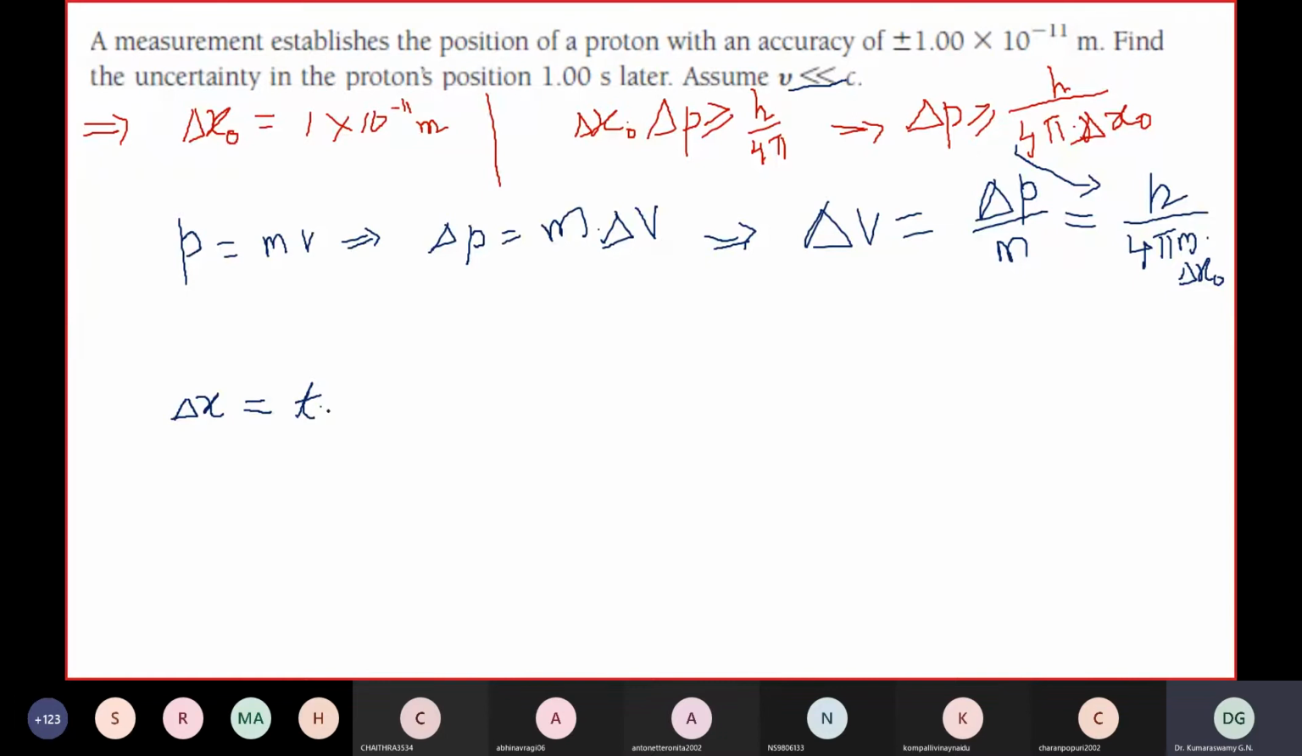t is equal to, delta x is equal to t into delta v, which is greater than or equal to h into t divided by 4 pi m into delta x naught.